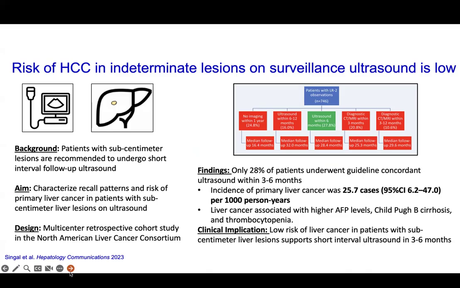But in those that had escalated surveillance, only 1 out of 4 were really found to have liver cancer. So it's supposed to reassure us that not jumping to cross-sectional imaging is appropriate.